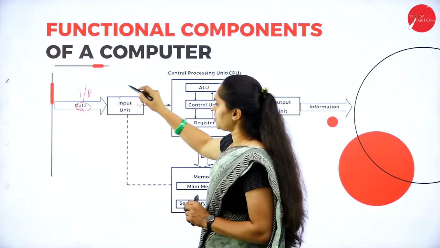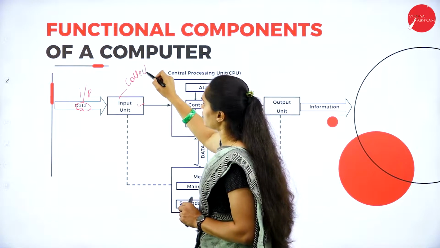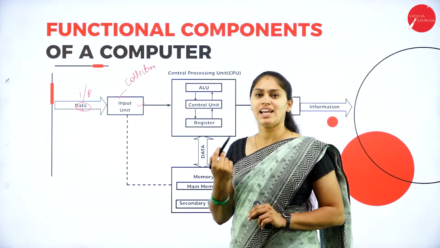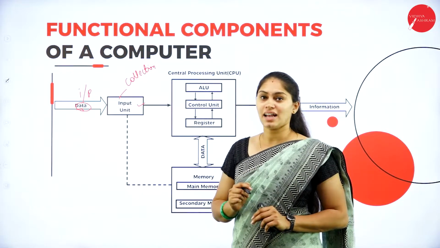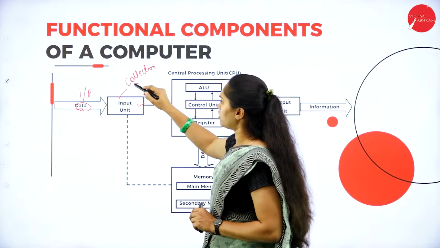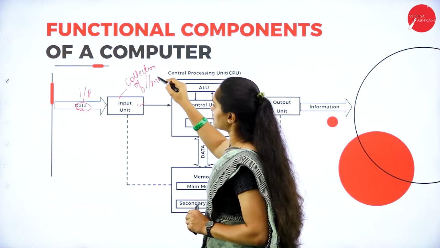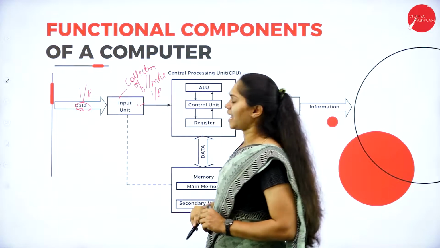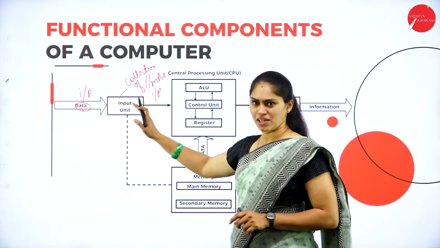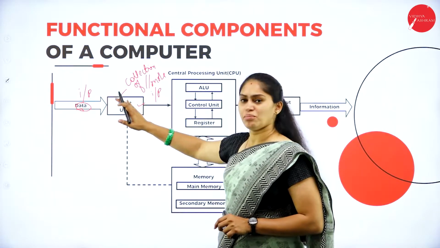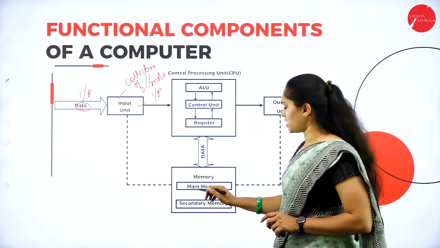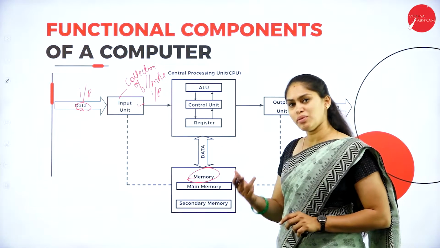This input unit is a collection of one or more input devices. You must know the difference between unit and devices. If it is a collection of devices, then I can consider that as a unit. So here we have written input unit. It will be a collection of one or more input devices. With the help of keyboard, mouse or a scanner, we can give the input. After taking the input, what will it do? It will send that into the storage space. That is what comes under the memory. In the memory we have two types.